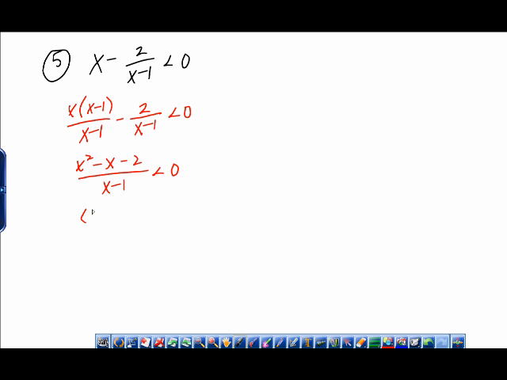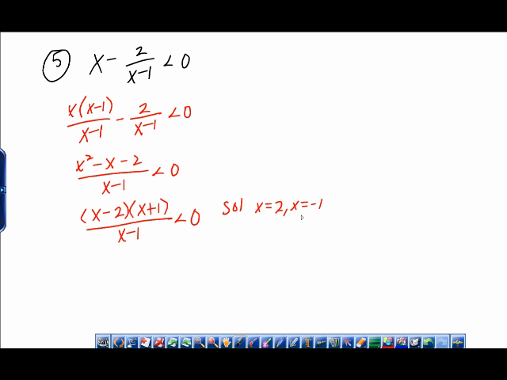I'm going to take it just one step further and I'm going to factor it. X minus 2, x plus 1 over x minus 1. Now if you remember thinking about graphs, it's always best to have top and bottom in factored form. So my solutions to the equation would be x equals 2 and x equals negative 1. Now do you think these numbers are also solutions to the inequality?